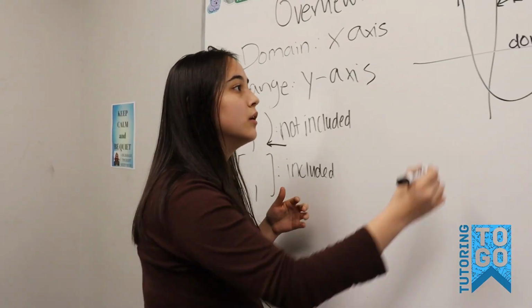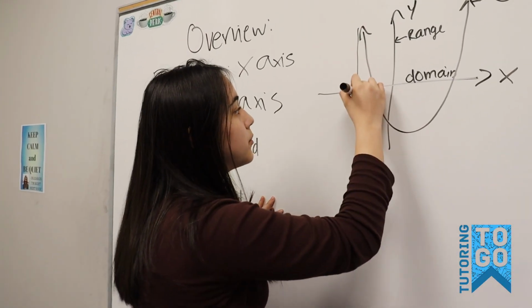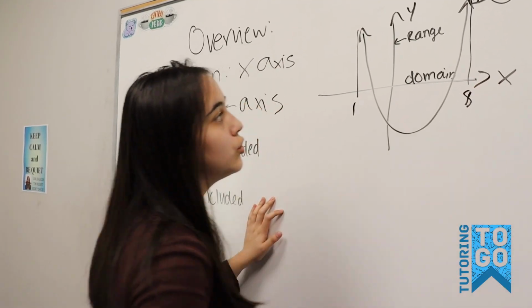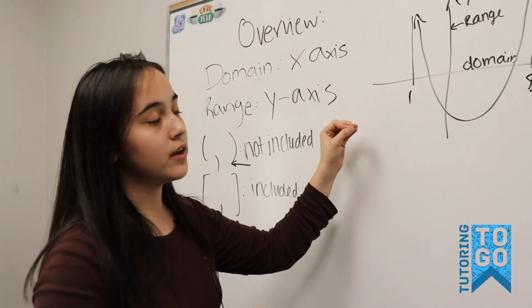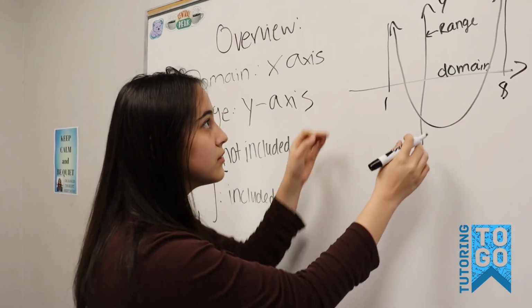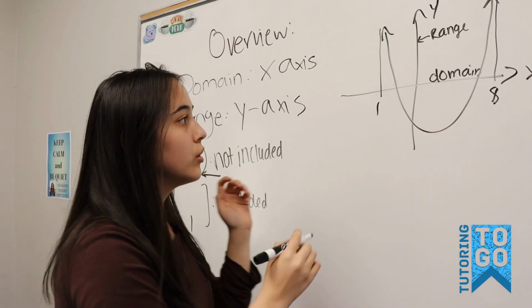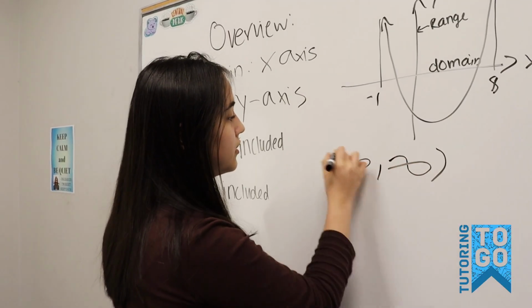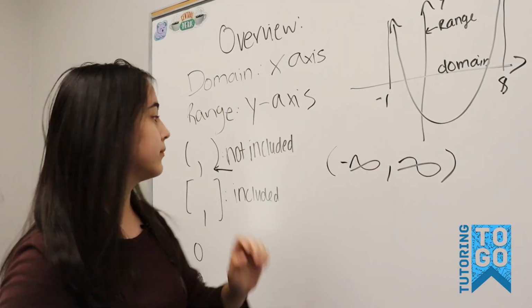So you could say, let's say it stops around 1 to this 8. You can't say that the x values are going to 1 to 8 because of these arrows right here. You have to say that they're going to negative infinity to positive infinity as their domain.